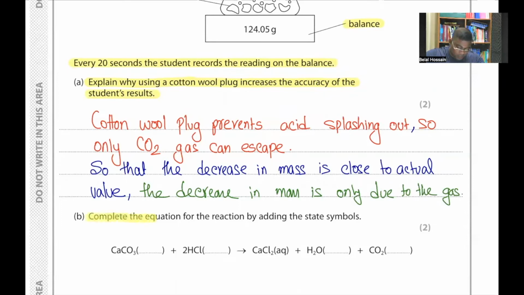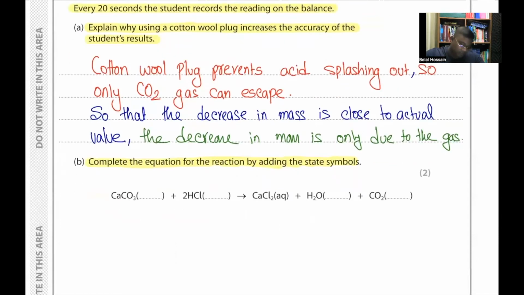Part B. Complete the equation for the reaction by adding the state symbols. Calcium carbonate with hydrochloric acid gives calcium chloride plus water plus carbon dioxide. Calcium carbonate is a solid, and hydrochloric acid is an acid, so it is aqueous. Calcium chloride is aqueous. Water is definitely a liquid, and CO2 is a gas that is produced.